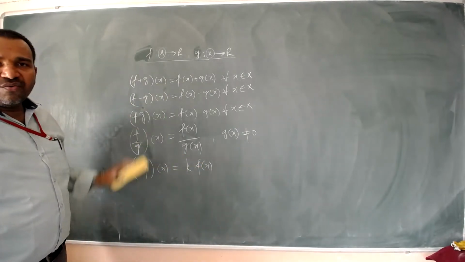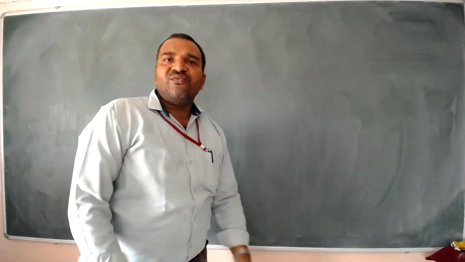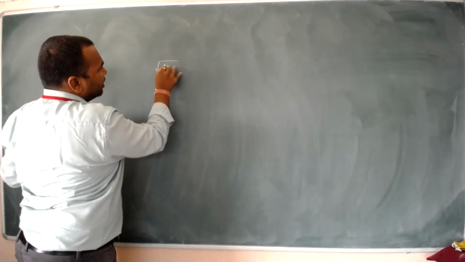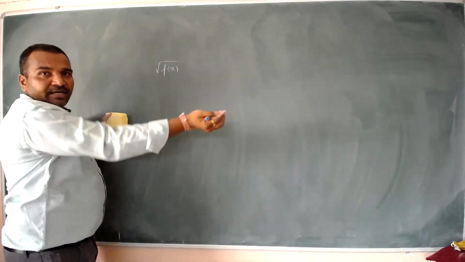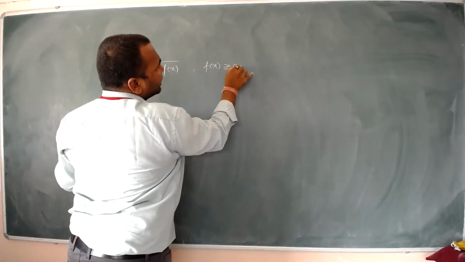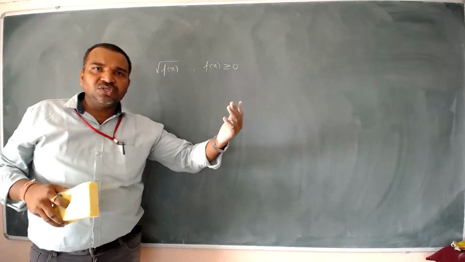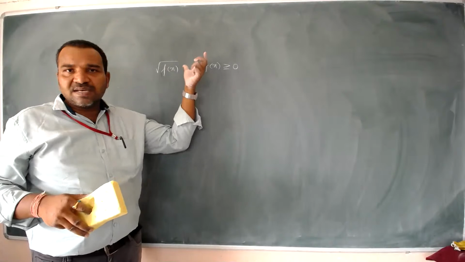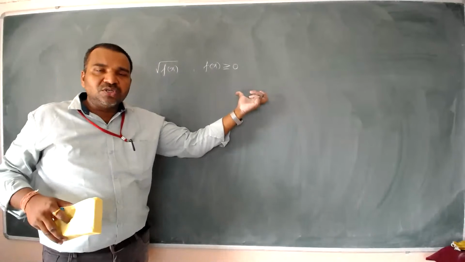These are the algebra of functions. Some important concepts are there: how to calculate the domain for some standard functions. If the function is like this, f of x equal to root x, how to calculate the domain for this function? Compulsorily, the inside value must be greater than or equal to 0. Can we agree? Because root can take only a positive value. If it is negative, it is a complex number. Because all these are real functions, the value inside the root must always be positive or 0.